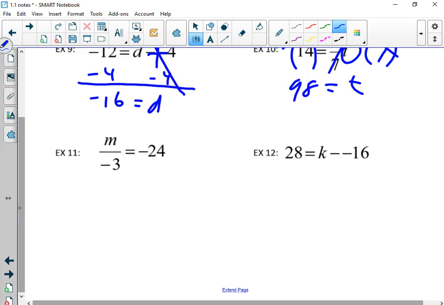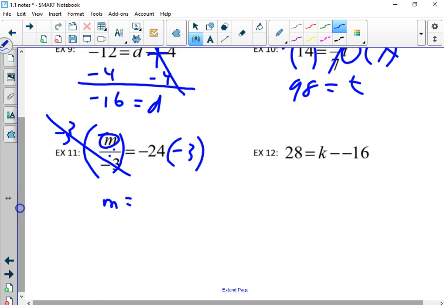All right, here's my variable. It's being divided by negative 3. To undo that, we multiply by negative 3. The 3's undo each other. M equals, negative times negative is positive. And then 24 times 3, positive 72. 24 hours a day, 3 days, 72 hours. Okay? But remember, negative times negative is positive.